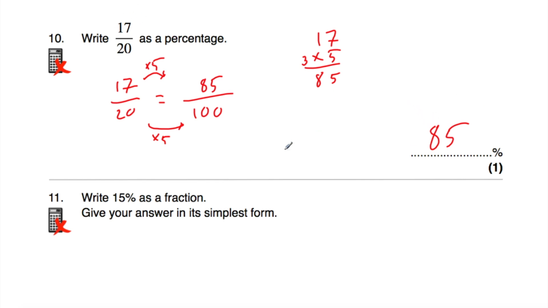Alternatively, we could have taken the numerator, which is 17, and divide that by 20. I'm just going to put a decimal point and some zeros. How many 20s go into 1? 0, remainder 1. How many 20s go into 17? 0, remainder 17. How many 20s go into 170? That'll be 8 is 160, remainder 10. And how many 20s go into 100? That's going to be 5. So it's going to be 0.85. And when you times that by 100, you get 85. So the answer will be 85%.